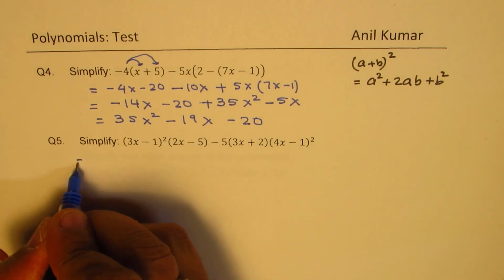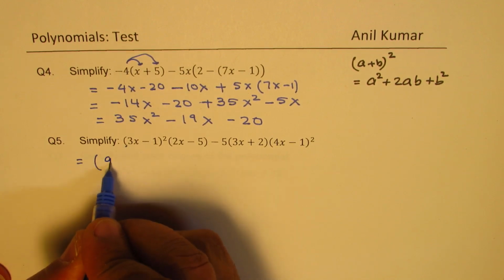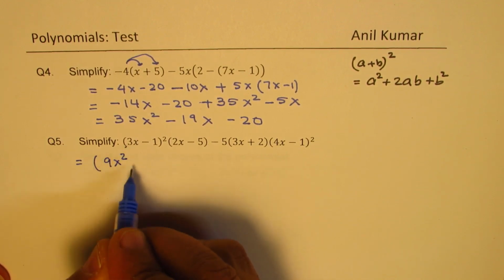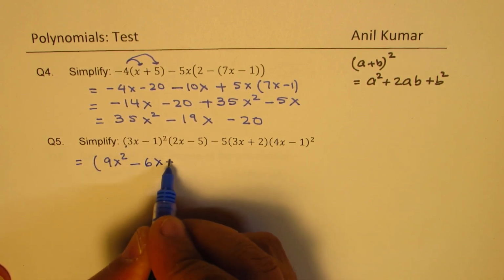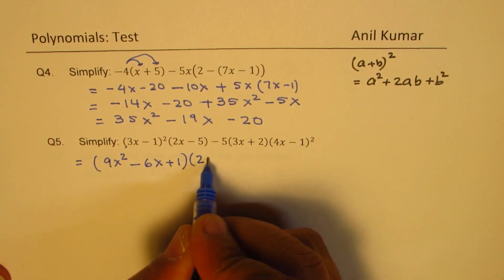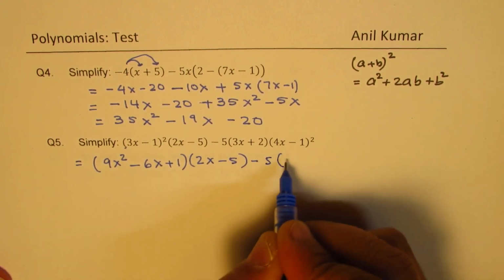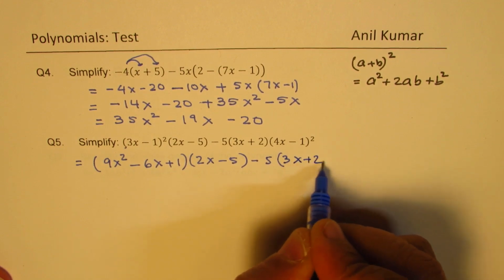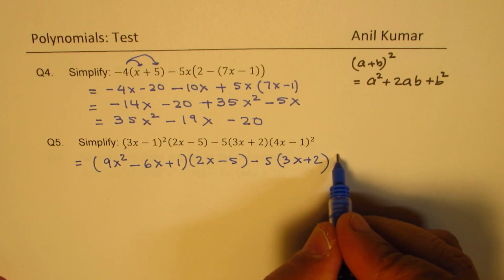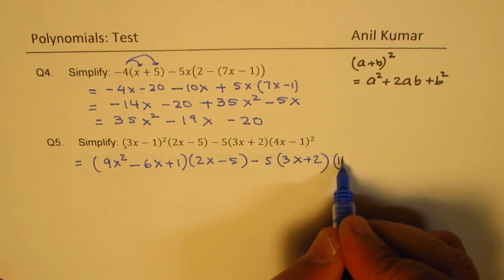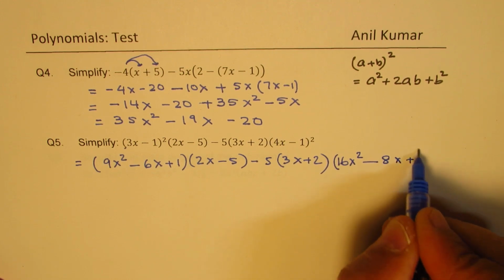So we get this as equal to, expanding the first part, a squared means 9x squared, right? Minus 2ab, 2 times 3 is 6x, plus 1, and that is going to be multiplied by 2x minus 5, minus 5 times 3x plus 2. You could multiply both of them by 5 also. And here, when you expand, we get 4 squared as 16x squared minus 2ab, which is 8x plus 1. Clear?